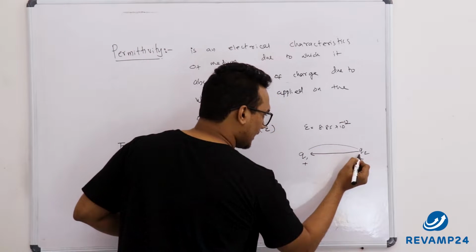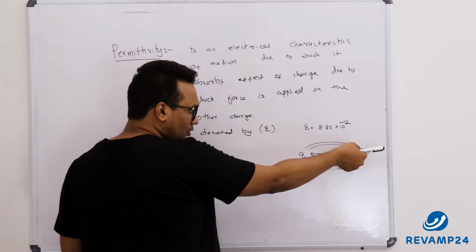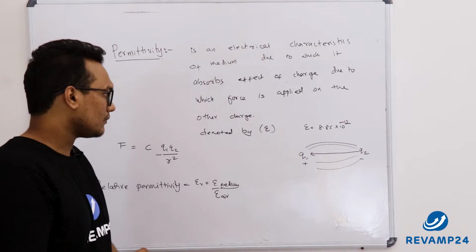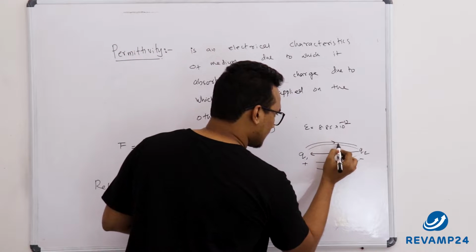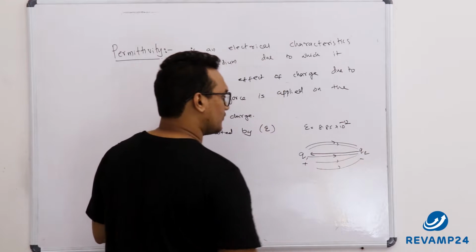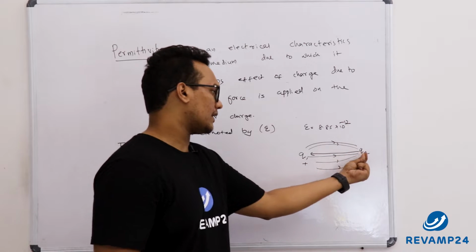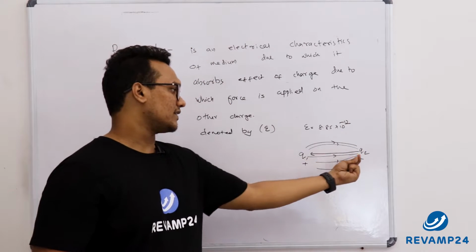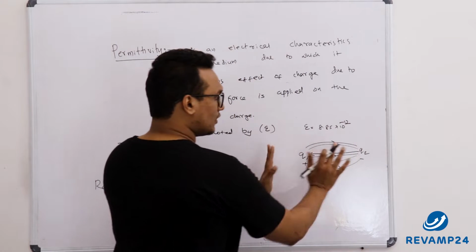So there will be field lines. These field lines are basically pulling Q2 towards Q1. So from positive to negative will be the field line. The reason for this and the explanation for field lines I will give you in the coming videos. Anyway, Q2 will be attracted by Q1 in this direction. Now when it is kept in a medium, in air, this will be in this way.